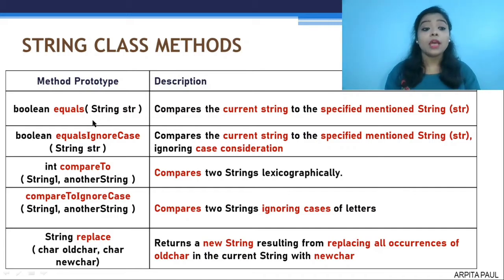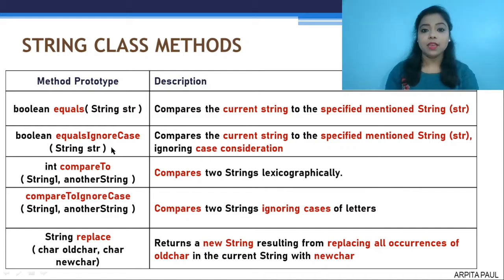Okay. Now coming to the next one, that is equalsIgnoreCase. Okay, so equalsIgnoreCase ignores the case. That means if the strings are in capital letters or small letters, it will ignore the case and then check whether both the strings are equal or not. But in case of equals, it doesn't ignore the case. So if two strings are the same but in different cases, then it will return false. But in case of equalsIgnoreCase, if two strings are in different cases, it will return true.